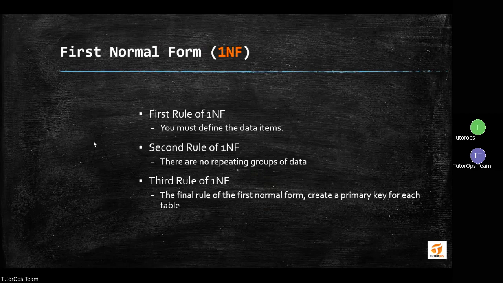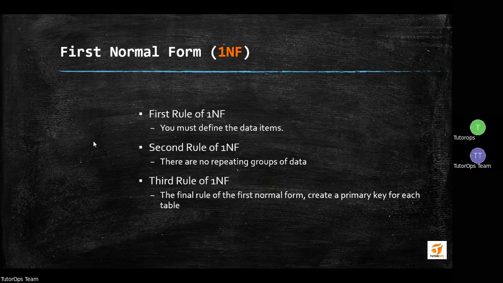So the first rule of first normal form: you must define the data items. This means looking at the data to be stored, organizing the data into columns, defining what types of data each column contains, and then finally putting the related columns into their own table. For example, you put all the columns relating to location of meetings in the location table, those relating to members in the member details table, and so on. Like in one example, in the customer table, I put all the customer details into the customer table.